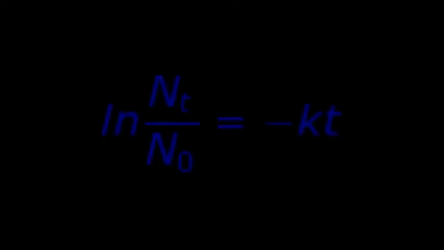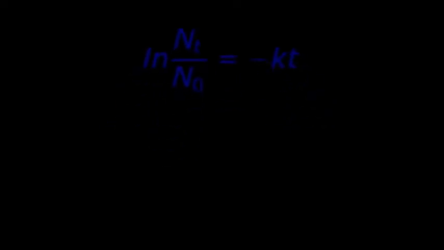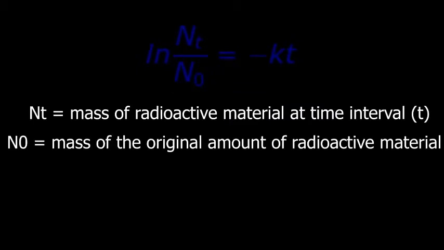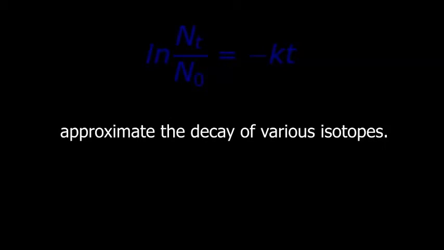The formula ln(Nt/N0) = -kt, where Nt equals the mass of radioactive material at time interval t, N0 equals the mass of the original amount of radioactive material, k equals the decay constant, and t equals the time interval, can approximate the decay of various isotopes. Thus, the half-life of an isotope is imperative as it enables the dating of artifacts through elements like carbon-14, allows for the calculation of how long radioactive waste must be stored, and enables doctors to use safe radioactive tracers.